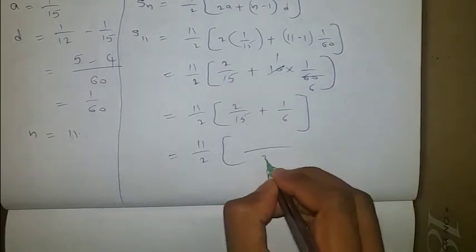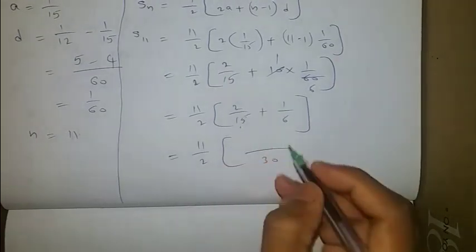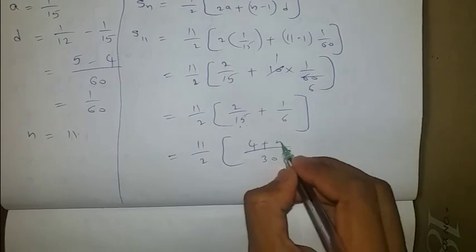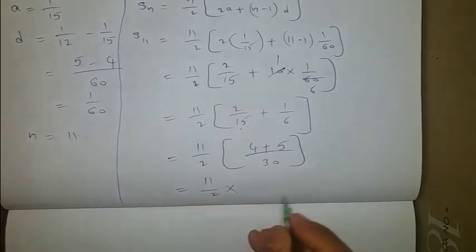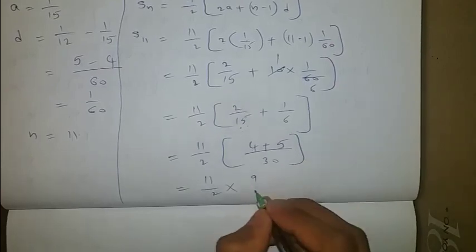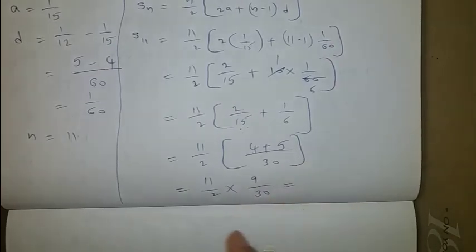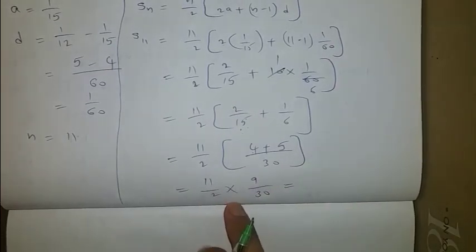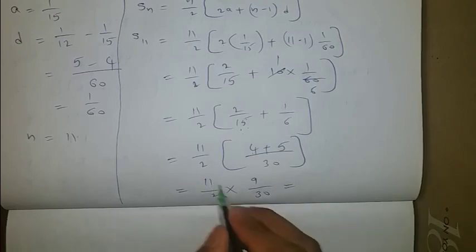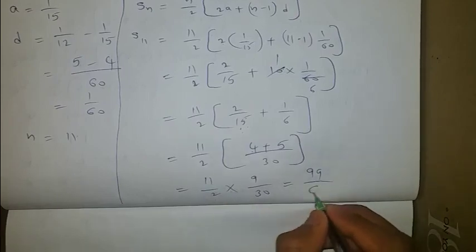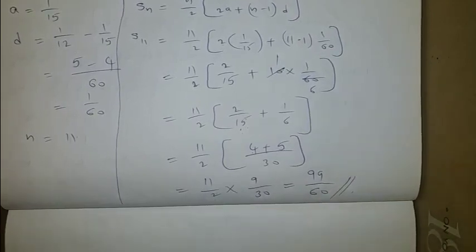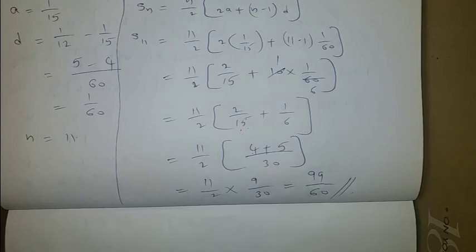The LCM is 30. In the 15 table, 2 twos are 4, plus in the 6 table, 5 fives are 30, which equals 11 by 2 into 4 plus 5, 9 by 30. Here simplification is not possible, so I will do direct multiplication. 11 into 9 is 99, divided by 2 into 30, 60. So the sum of these 11 terms is 99 by 60.